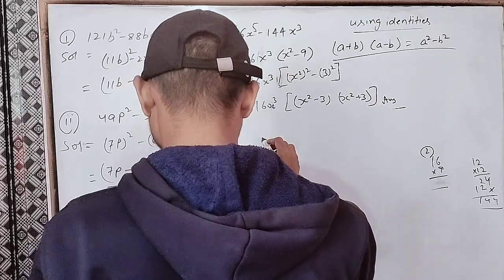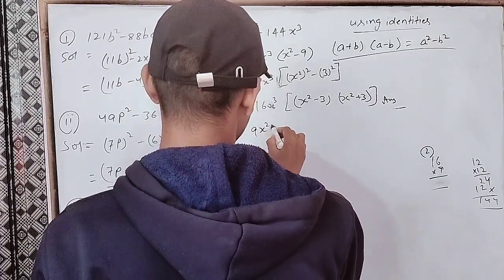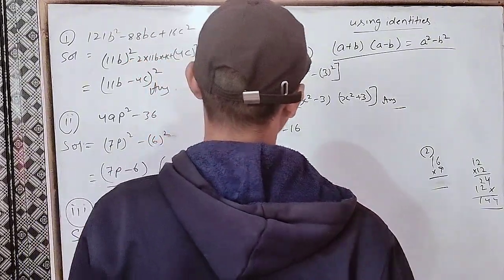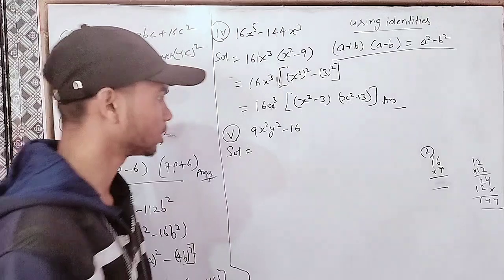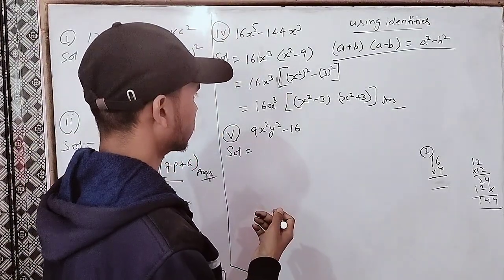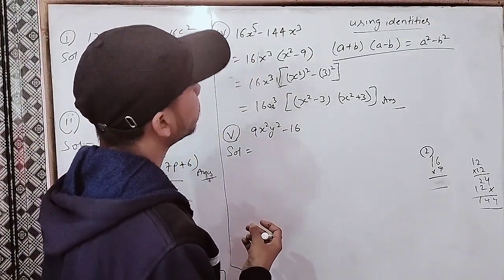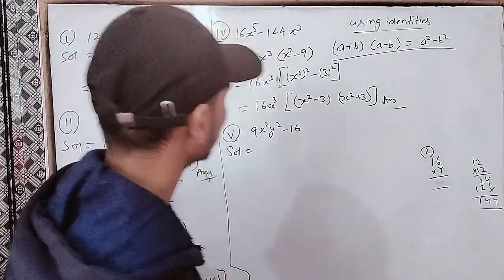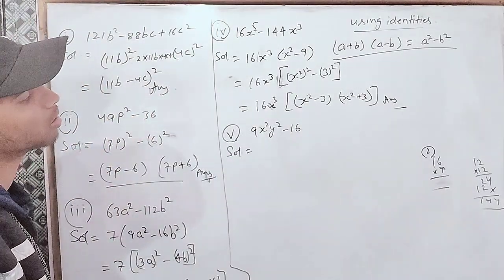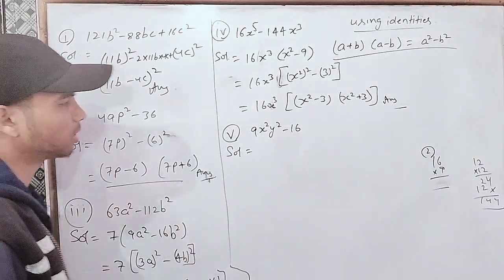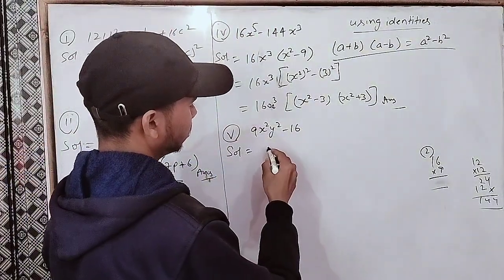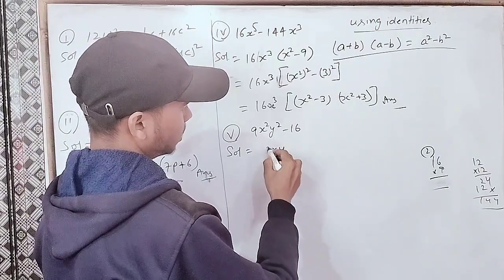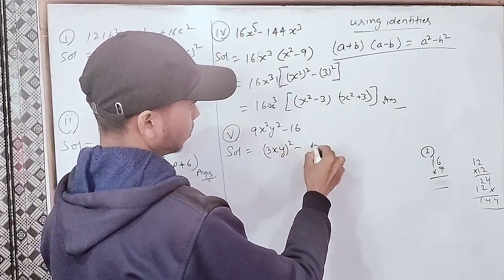Next, 9x square y square minus 16. Here just look, 3 3s are 9, 4 4s are 16. No, it can't be factored. It can't be the factor. So can we write it as 3xy square minus 4 square?